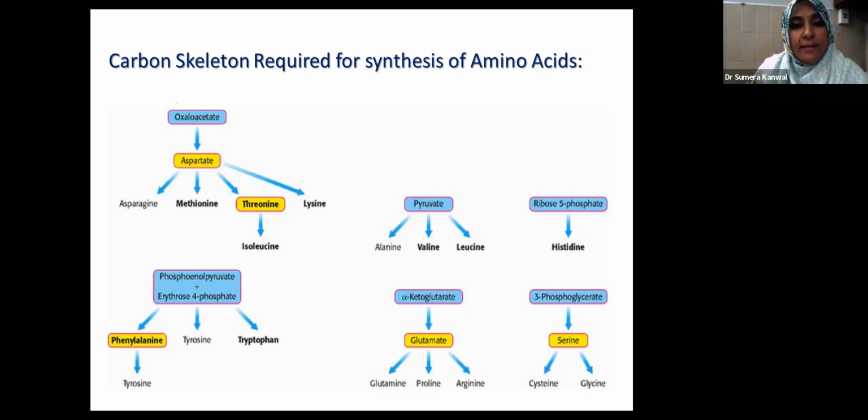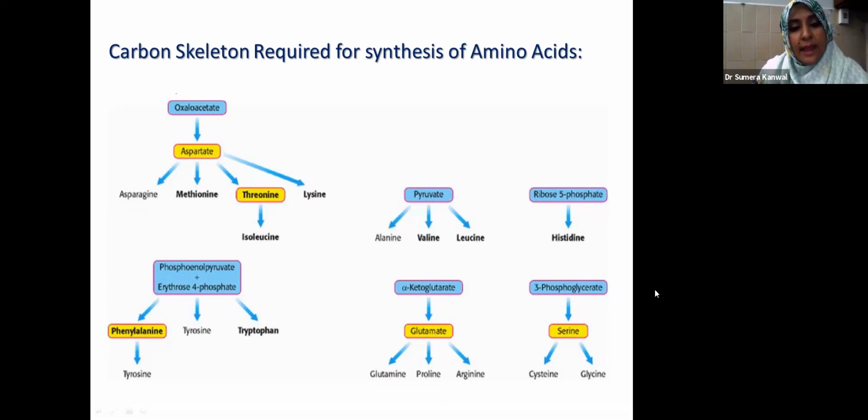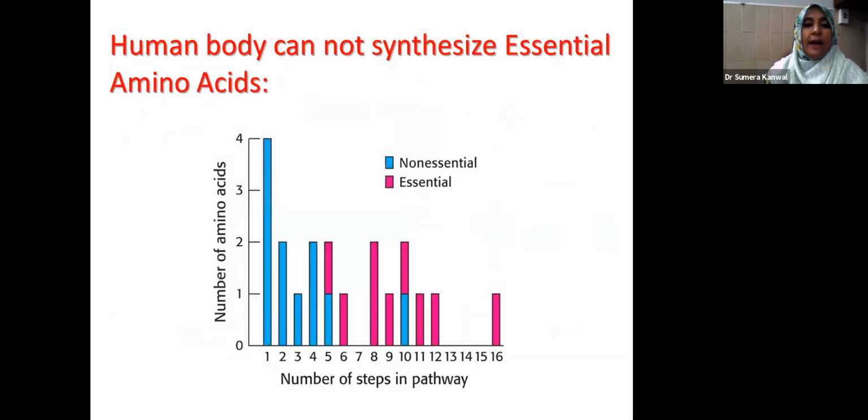So the human body can synthesize only non-essential amino acids, and essential amino acids cannot be synthesized in our body, but plants and bacteria and some other organisms can also synthesize these essential amino acids. So why can the human body not synthesize essential amino acids? We have a total of 20 types of amino acids. Out of these 20, 9 are essential amino acids.